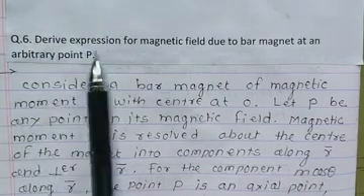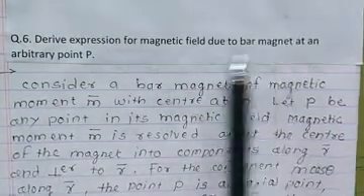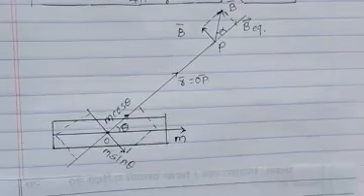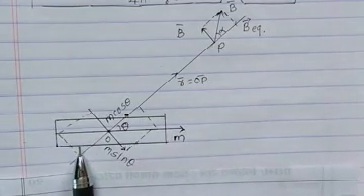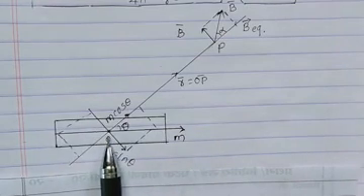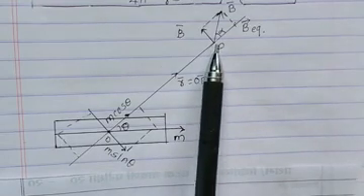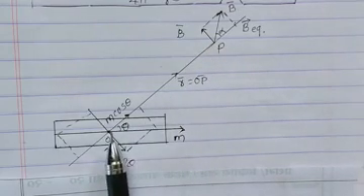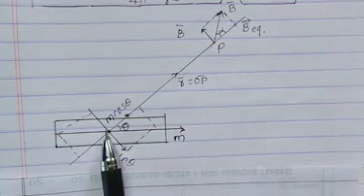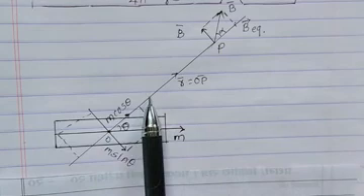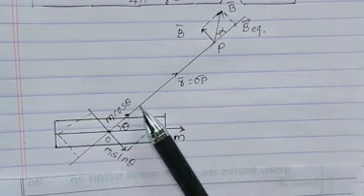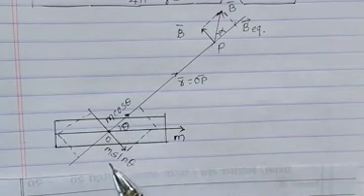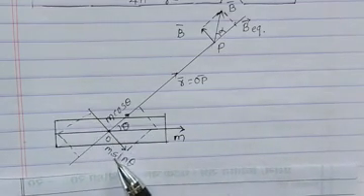Question 6. Derive expression for magnetic field due to bar magnet at an arbitrary point P. Now consider a bar magnet. This is bar magnet of magnetic moment m bar with center at O. Let P be any point in its magnetic field. Magnetic moment m bar is resolved into two components along r bar and perpendicular to r bar. Component along r bar is m cos theta and component perpendicular to r bar is m sin theta.